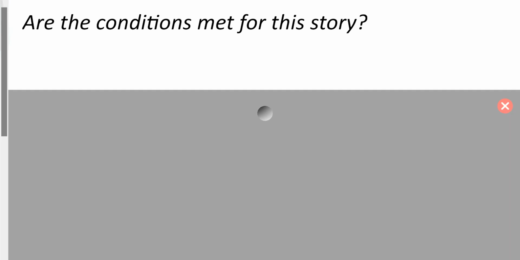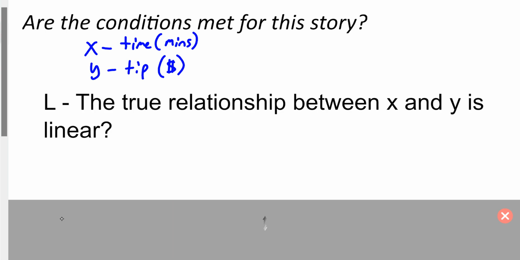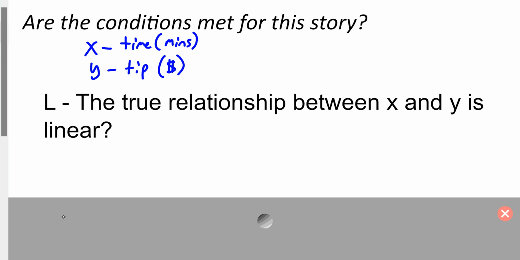Now to help us out, if we define x and y, we can save ourselves some time with each of these conditions. So x was time in minutes of staying at the restaurant, and y was the tip amount in dollars. By defining those, we can save some time. So first question, we want to state the true relationship between x and y is linear. And we can say yes.